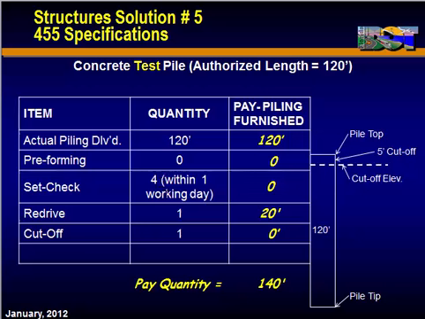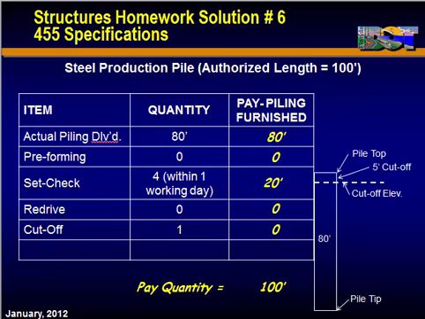Now look at the difference in this lot. This is not a production pile, it's a test pile. And on test piles, the first 4 are free. That's why there's no payment here. So then we have a redrive, 1, which we're going to pay 20 feet on the test pile. And then we have a cutoff, which is 1, and we never pay for anything on cutoff. So notice that the 120 feet, even though we're 5 foot above cutoff, he still got paid for 120 feet. All right, let's move on to the next one.